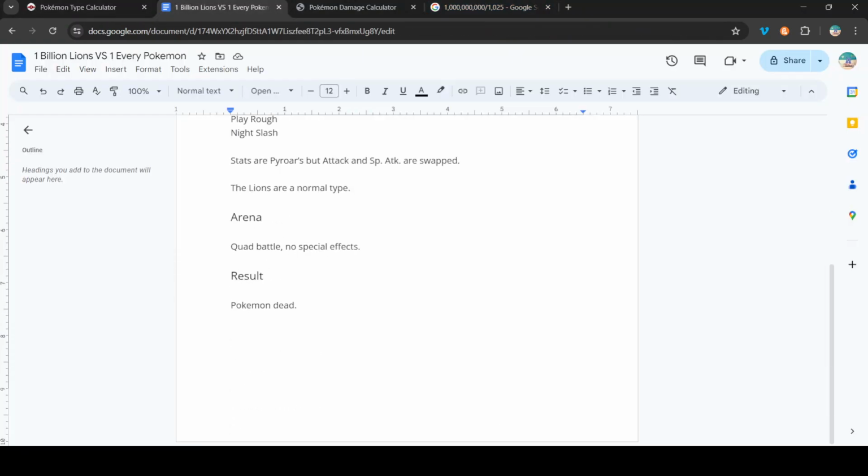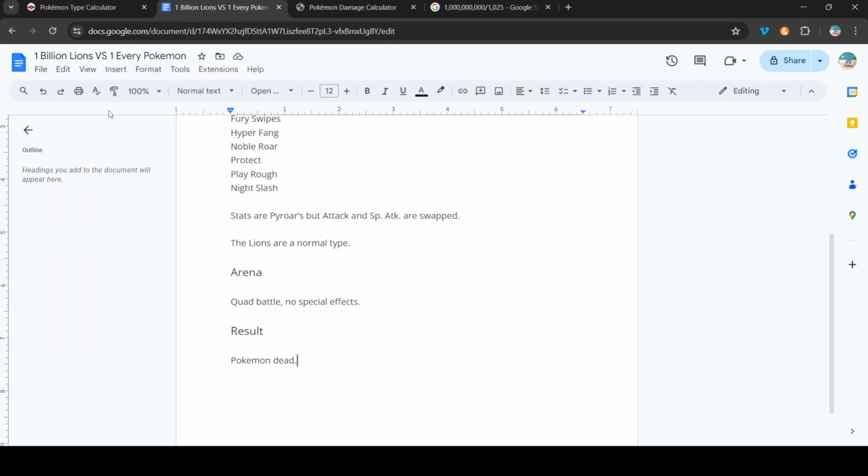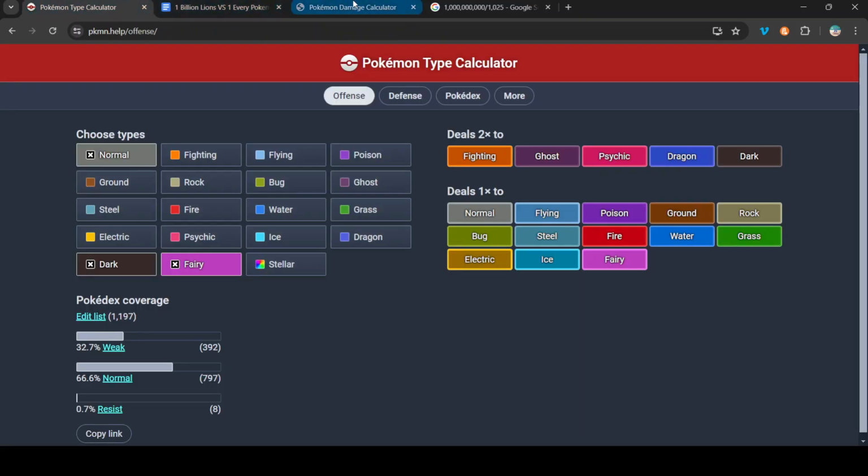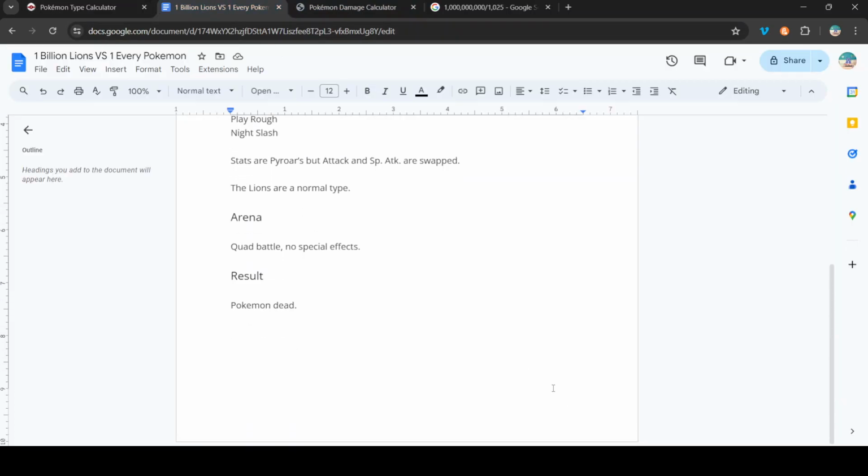A Pokemon dead. Well, of course, unless you let everyone go at once. Let's just say then the Pokemon win. And it's not even a challenge. But if you work it like a standard Pokemon battle, yeah, the Pokemon automatically lose.